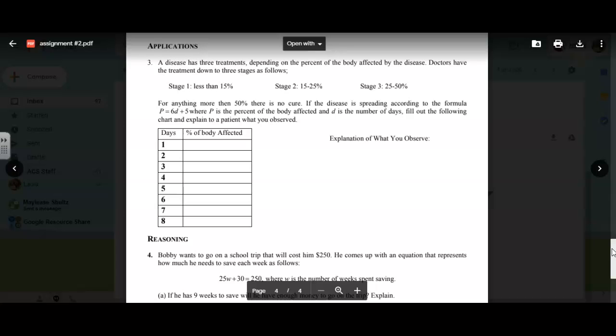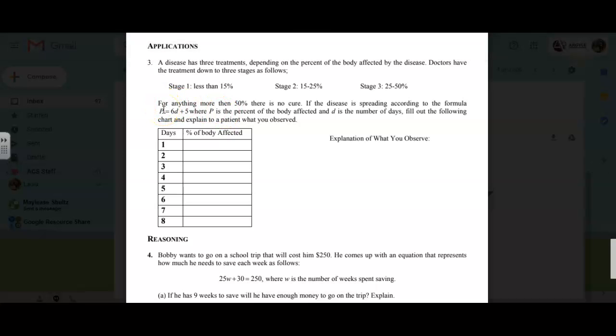A disease has 3 treatments depending on the percent of the body affected by the disease. Doctors have the treatment down to 3 stages as followed. Stage 1 is less than 15%, stage 2 is 15 to 25, and stage 3 is 25 to 50. For anything more than 50%, there's no cure. If the disease is spreading according to the formula P equals 6D plus 5, where P equals the percent of the body affected and D is the number of days, fill out the following chart to explain to a patient what you observed.